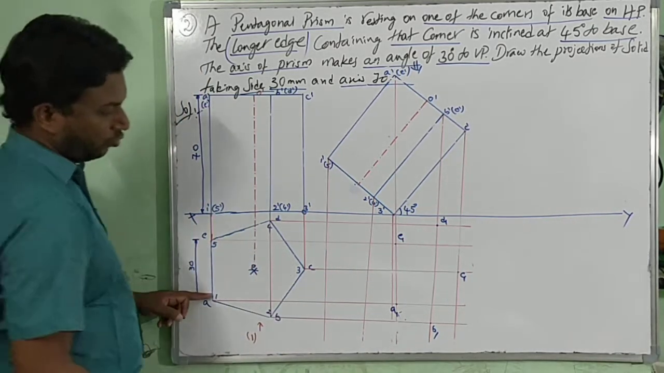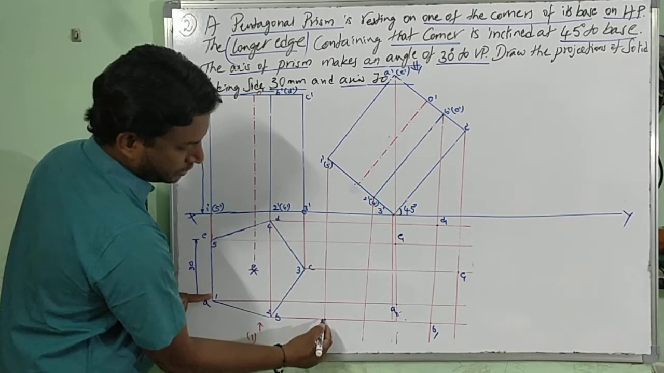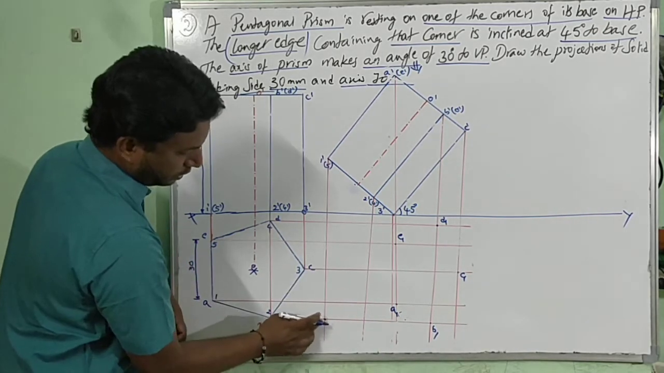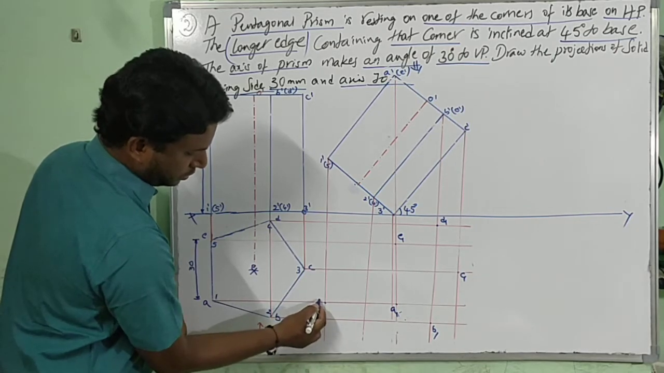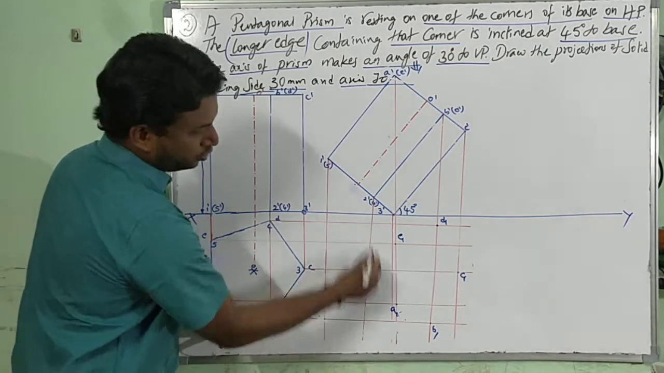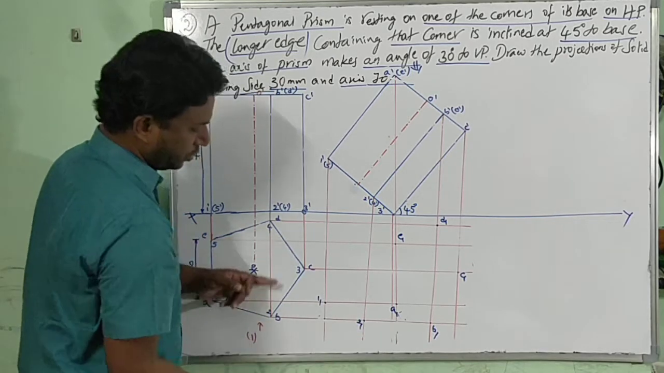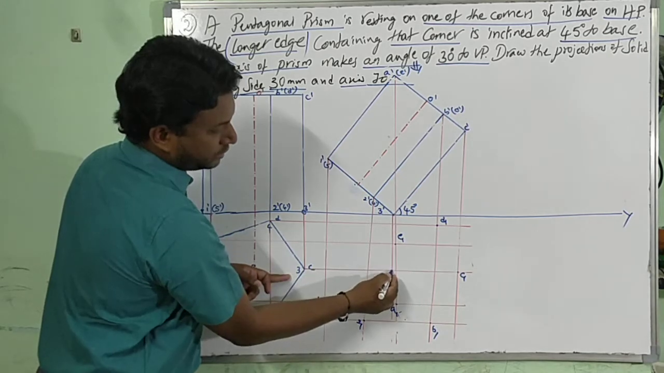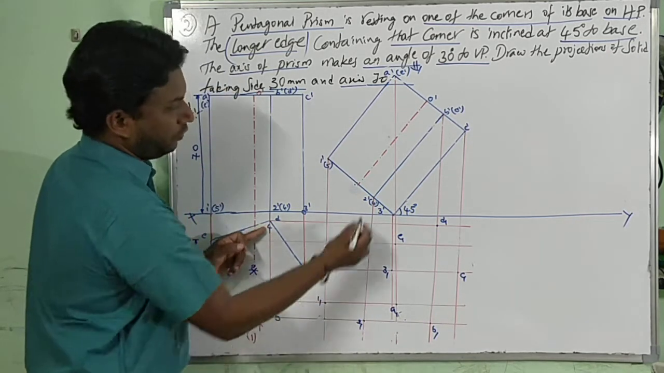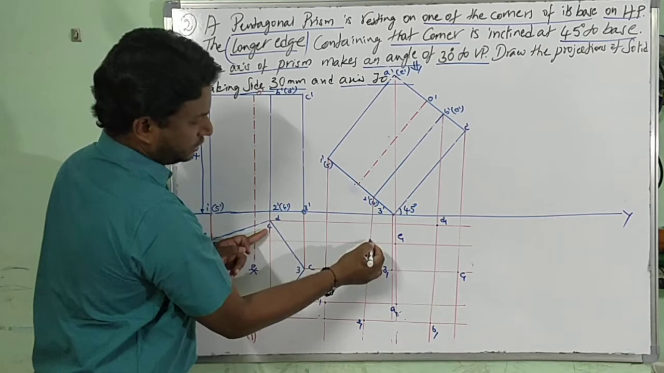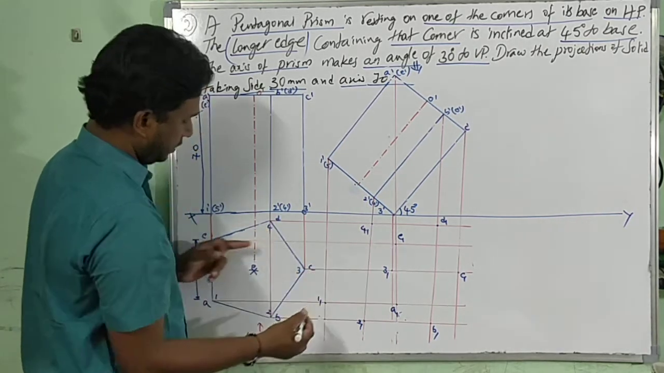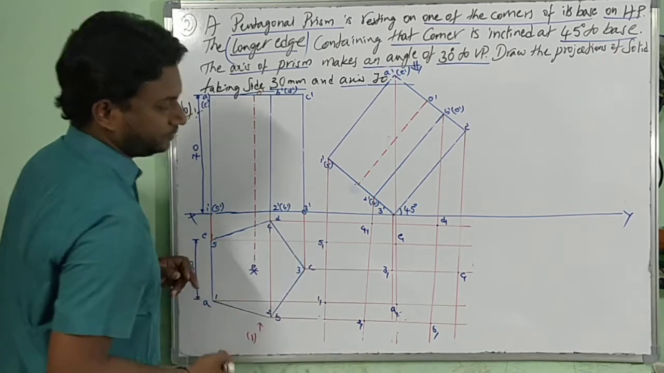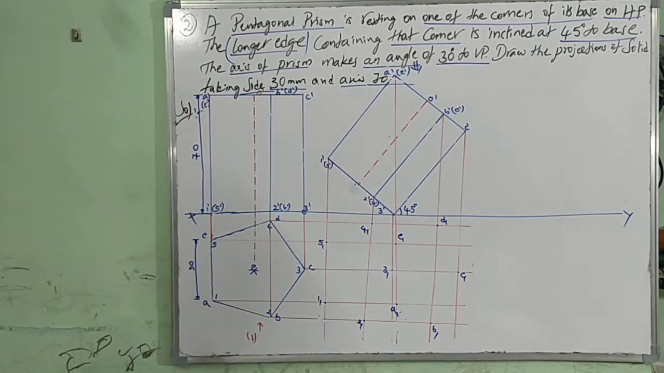E1, 1 to 1 dash, 1 1, 2 to 2 dash, 2 1, 3 to 3 dash, 3 1, 4 to 4 dash, 4 1, 5 to 5 dash, 5 1. Pick all the intersection points.